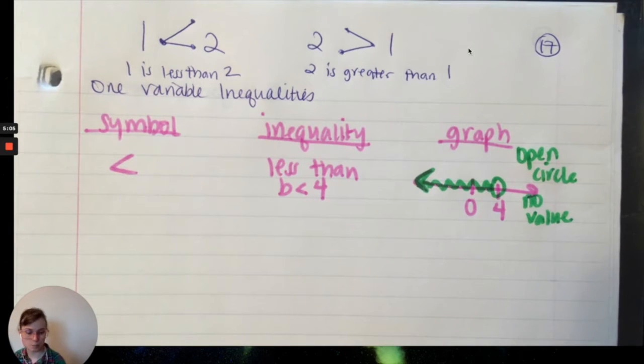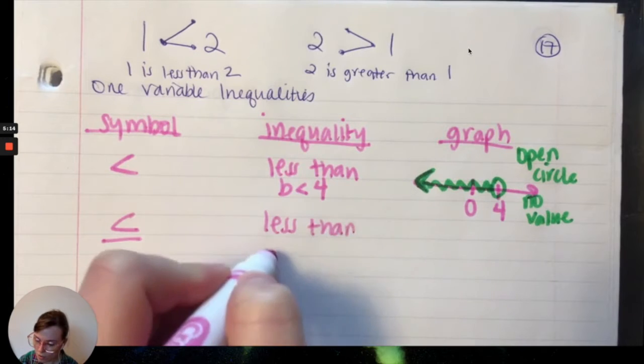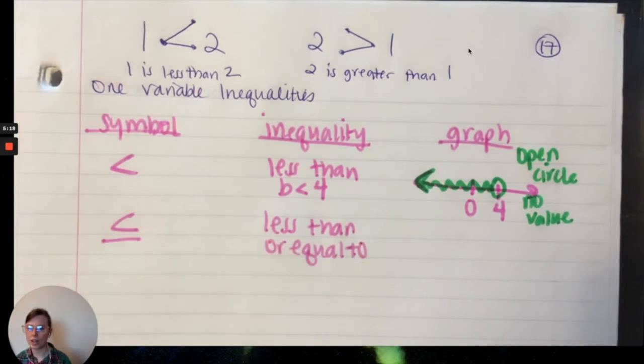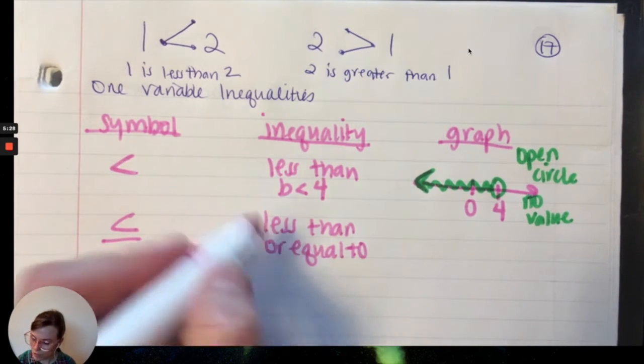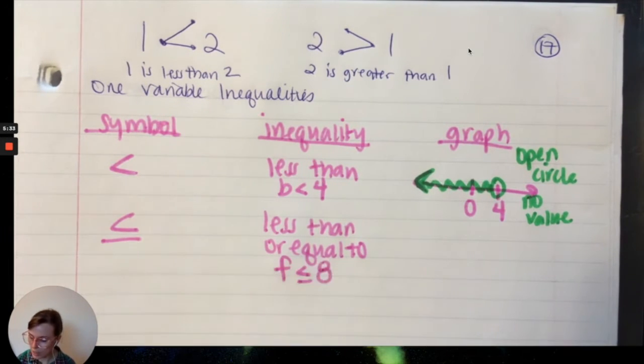All right, so we're going to speed things up a little bit because the next one's really similar. It's the less than or equal to. And now you're wondering, wait, these are inequalities. They're supposed to be not equal symbols. Well, this allows for it to be equal, but it also allows for our values to not be equal. So my example is f is less than or equal to 8.